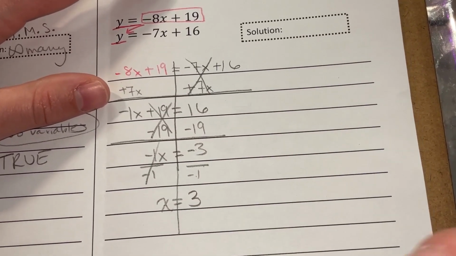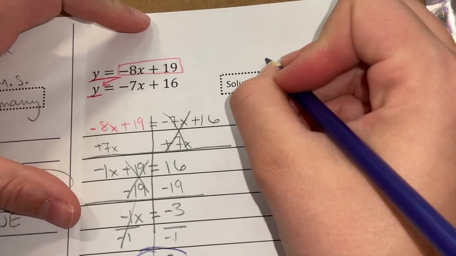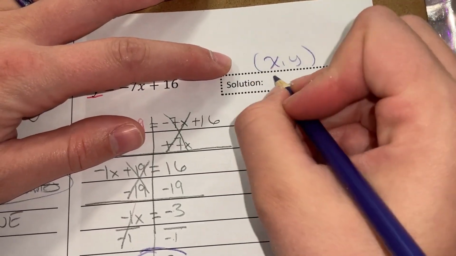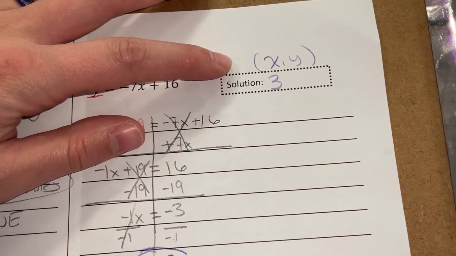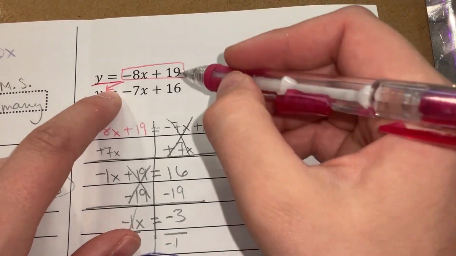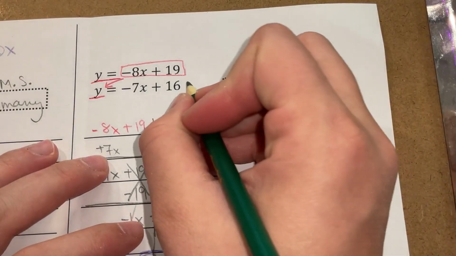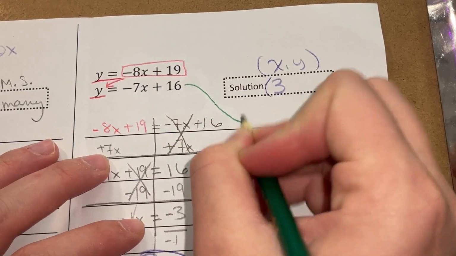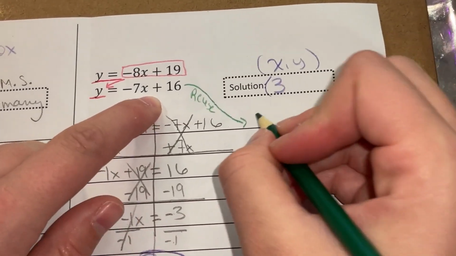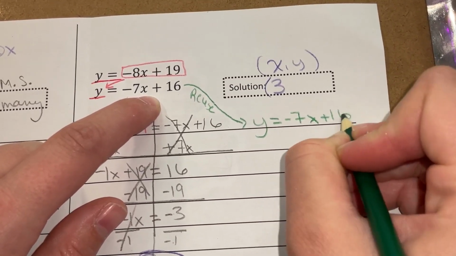So we actually solved for a variable. So we got x equals 3. Now our solution is always going to be written as x comma y. So my x value in this case is 3. Now I need to figure out y. So I can use either of these two equations. And you know what? I'm just going to pick the bottom one. It doesn't really matter which one you use. So I'm going to reuse that equation. We got y equals negative 7x plus 16.